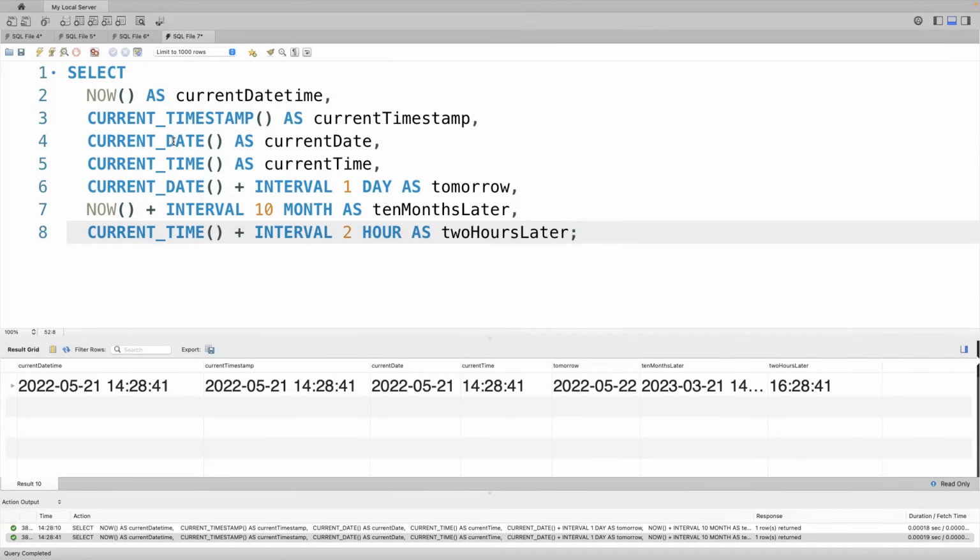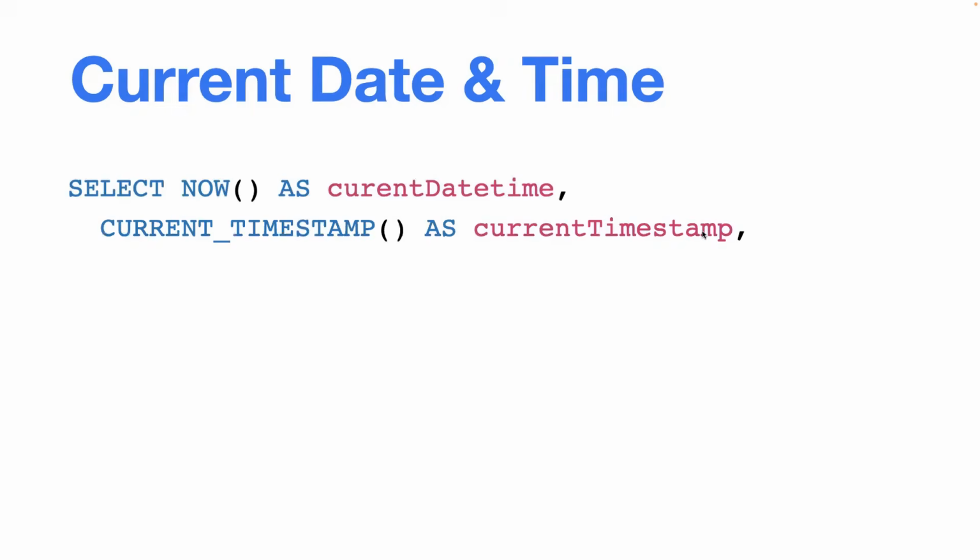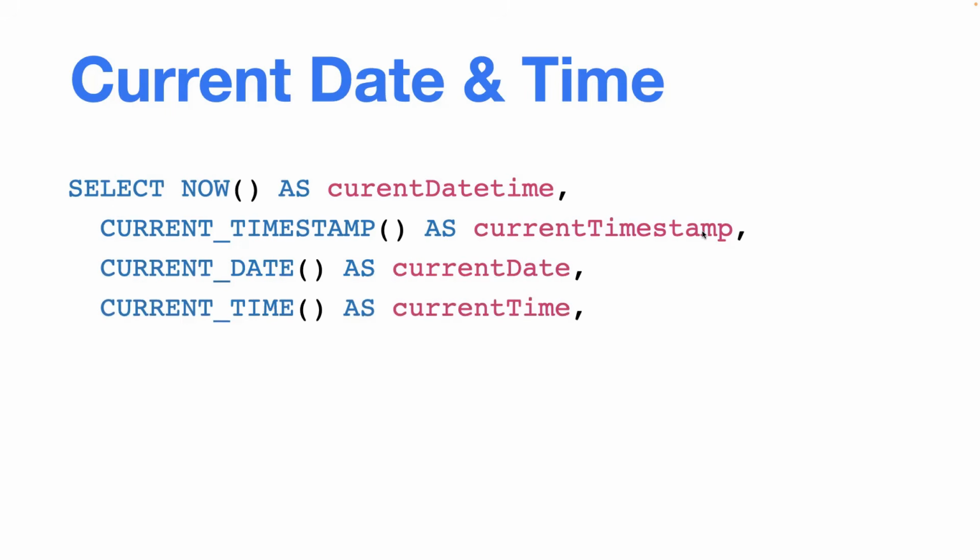And now you can try doing things like get the start of this month or get the date for last Friday or something like that. So here's what we just did. We selected now as current date time, and we can use current timestamp as the current timestamp. Then we looked at the current date function. We looked at the current time function. So this returns the data of the type date. This returns time. This returns timestamp. This returns a date time.